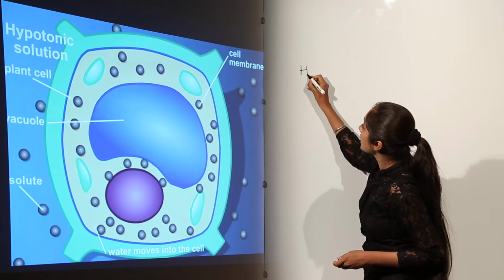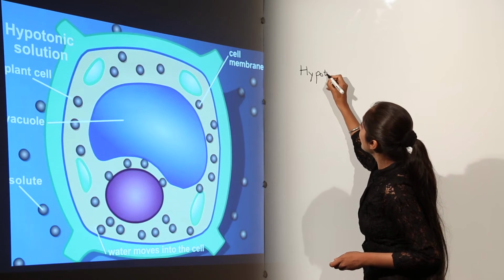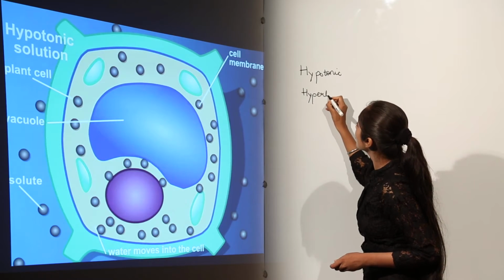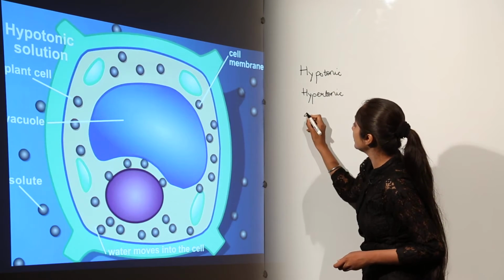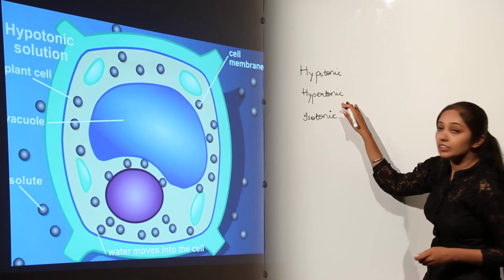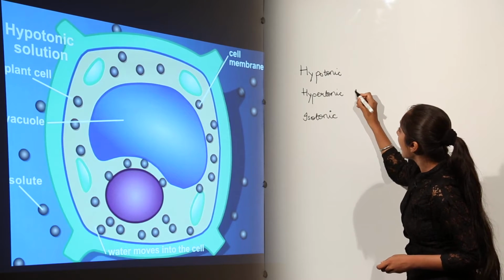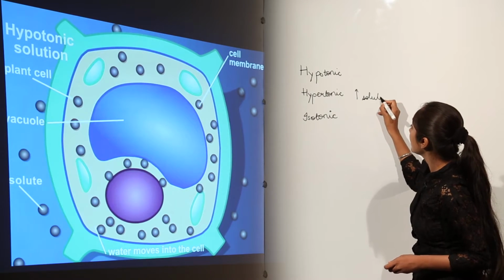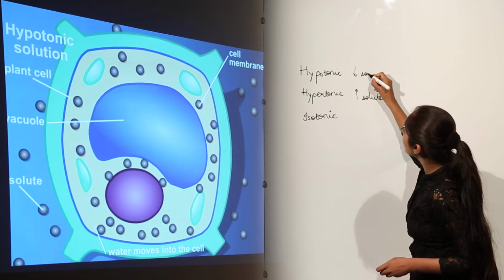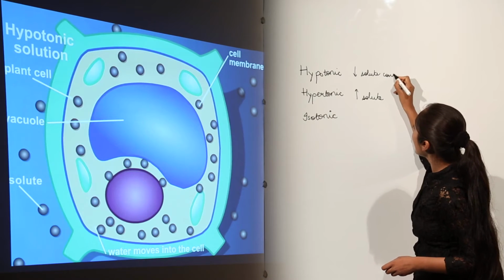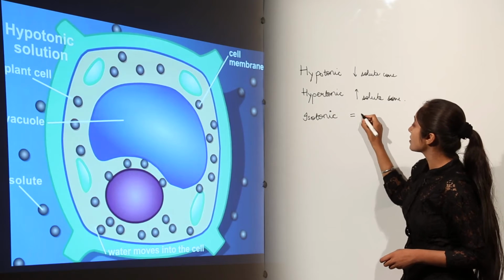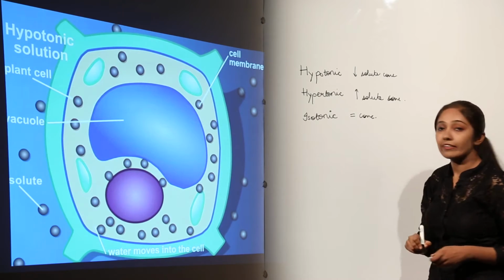We have talked about a hypertonic solution, a hypotonic solution, and we have also talked about an isotonic solution. A hypertonic solution is a solution with higher solute concentration. A hypotonic solution is a solution with lower solute concentration, and an isotonic solution is a solution with equal concentration of solute and solvent.